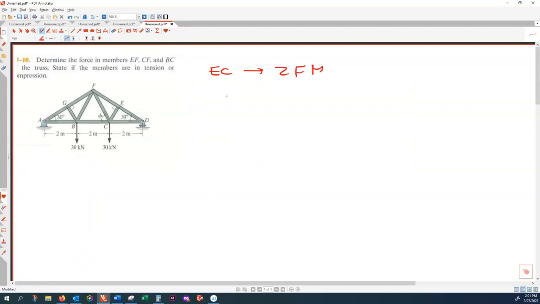And also, no, FC is not a zero force member. FC has an external load applied here, so this is not a zero force member. If there were no external force, that would be a zero force member. But now there is a force here. But there should be one more zero force member here. Can you pick that up? Yes, well done. GB is also a zero force member. And then that would reduce my structure into this one.